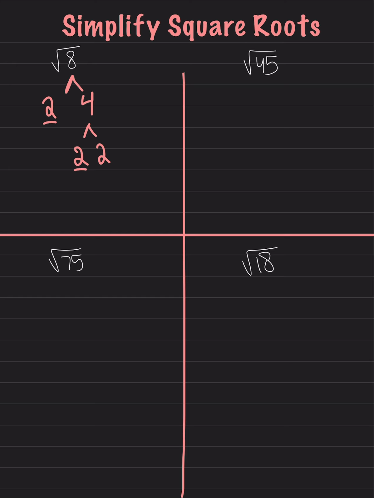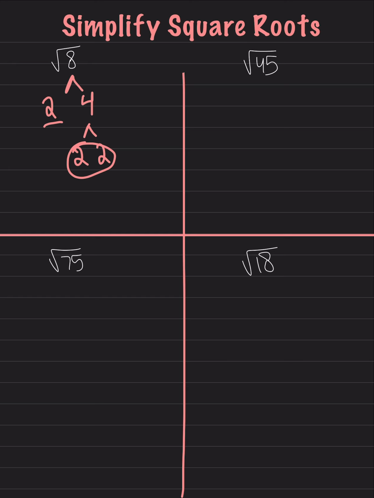Now that I've reached my end and I cannot further simplify these numbers anymore, the next step would be to find pairs of the numbers. So I know I can make a pair out of this 2 and this 2. However, this 2 does not have a pair.